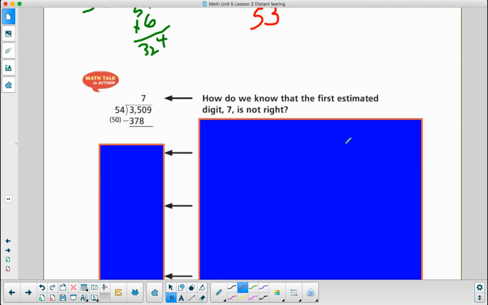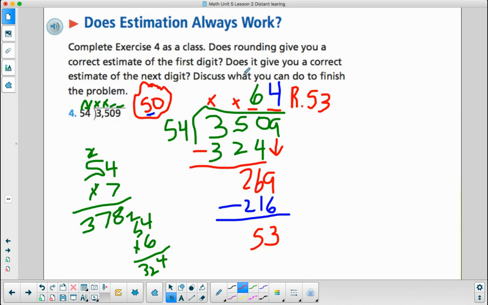So now to answer their questions. Does rounding give you the correct estimate of the first digit? Did rounding give me this digit correct the first time? No. But you know what it did? I had no idea how many 54s were in 350, and it put me within 1. So eventually it got me the correct one, didn't it?